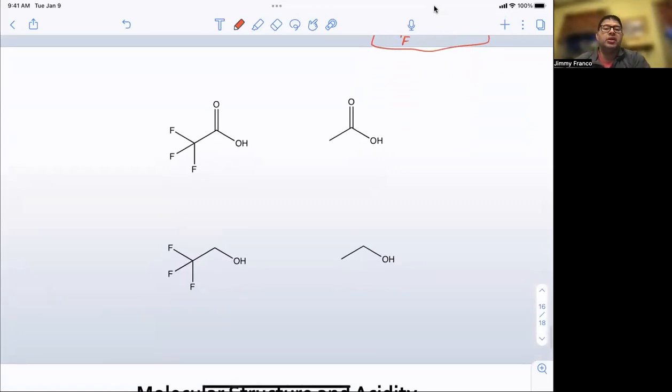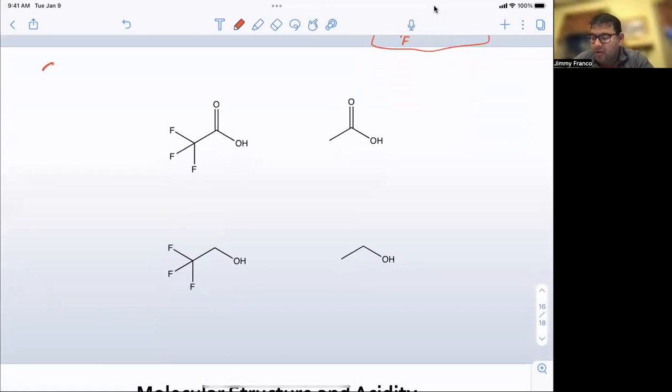All right, let's try one more set. So again, rank these from most acidic to least. Go ahead and pause the video and then we'll do it together. All right, so how did everyone do? So I think this one has a couple things. So let's kind of write out our structure.